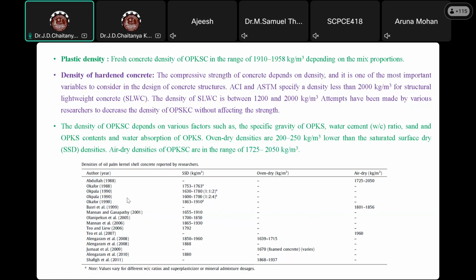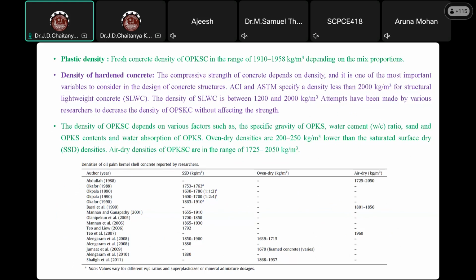Densities vary when you have the SSD condition. SSD condition is nothing but the surface saturated dry condition. Whatever we are using as the coarse aggregate, the formal shell of 8 to 12 mm diameter, we have to soak before using it in concrete. After that, we put it open to the sky, directly in the sun, for an hour or half an hour, and then we use that aggregate. That is called SSD condition. When you have SSD condition, the density varies from 1630 to 1960.